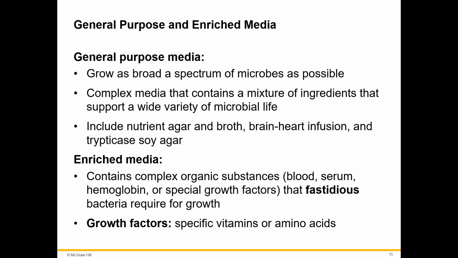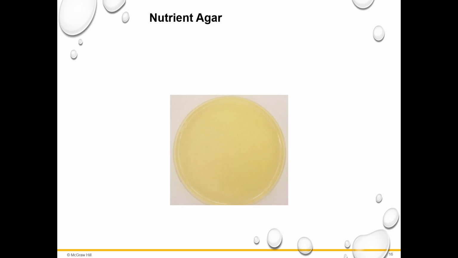General purpose and enriched media. So general purpose media grows a broad spectrum of microbes. Enriched media is general purpose plus nutrients. So added nutrients are in this media in order to grow fastidious bacteria. So fastidious means that they're difficult to grow. Nutrient agar, this is general purpose media. It contains nutrients to grow a broad range of microorganisms.